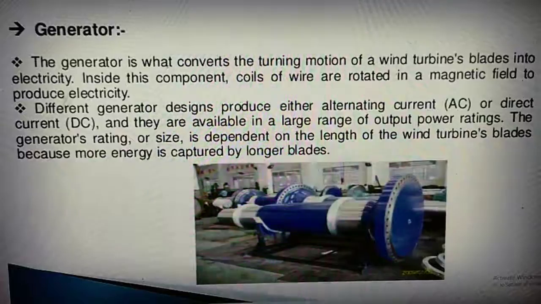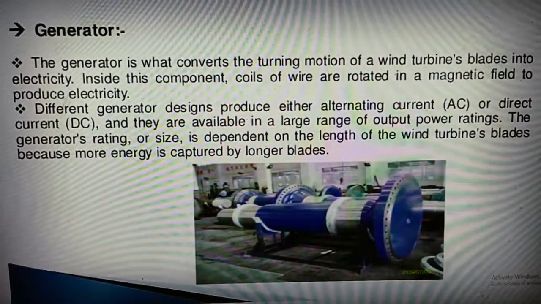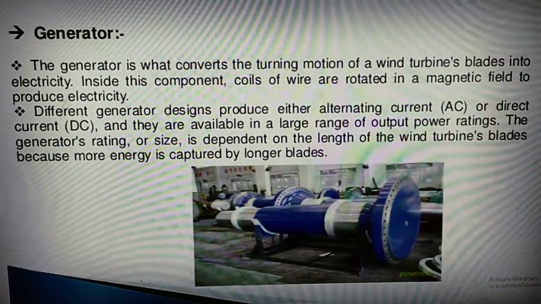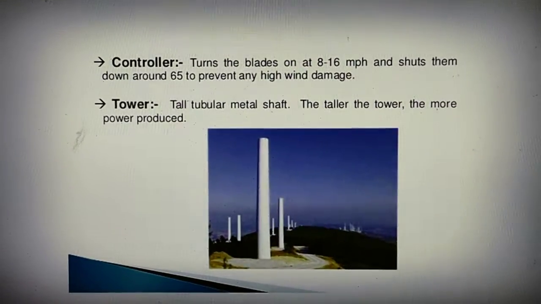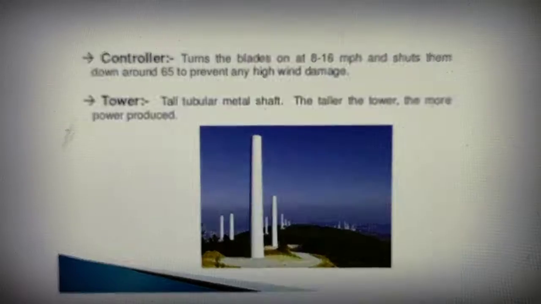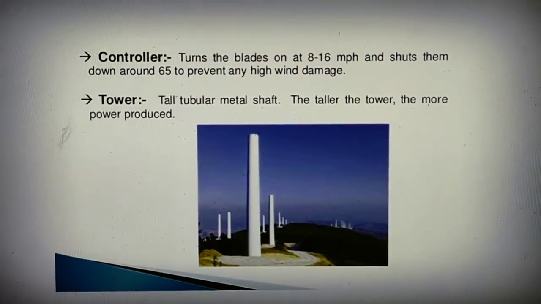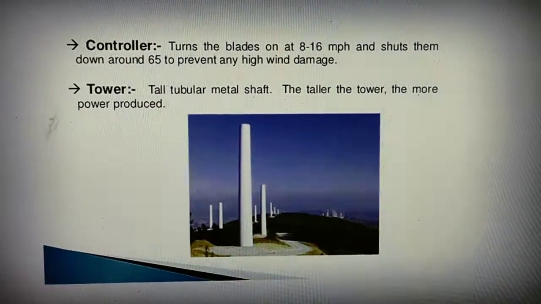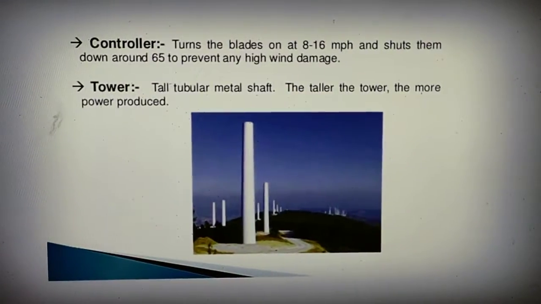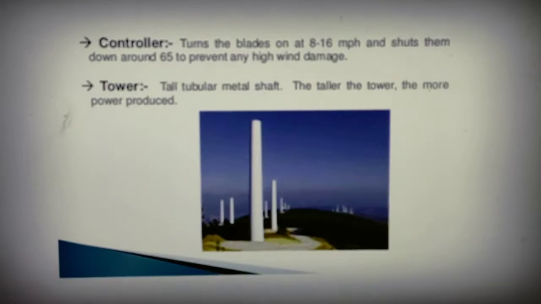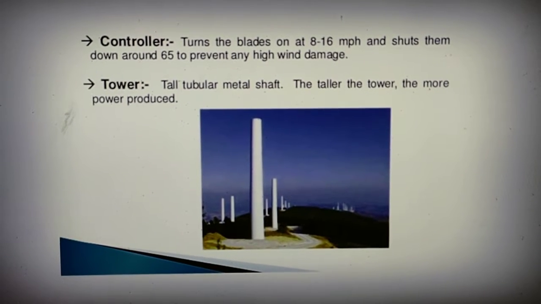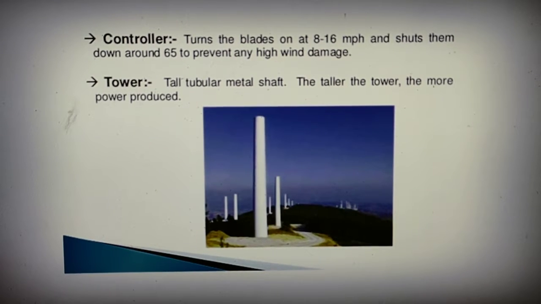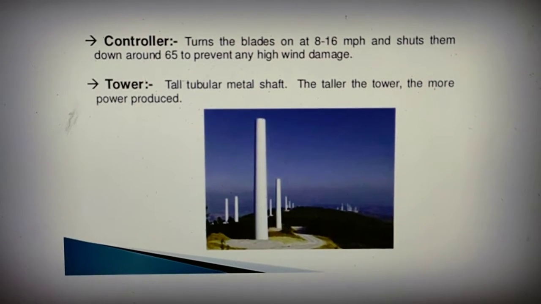The generator's rating or size is dependent on the length of the wind turbine blades, because more energy is captured by longer blades. Next one is the controller. It turns the blades on at 8 to 16 miles per hour and shuts them down around 65 to prevent any high wind damage. So it protects the blades from damage during high wind, storm or cyclone situations. Next one is the tower.